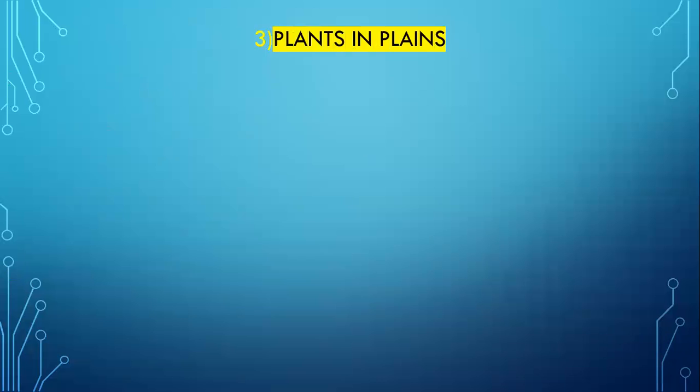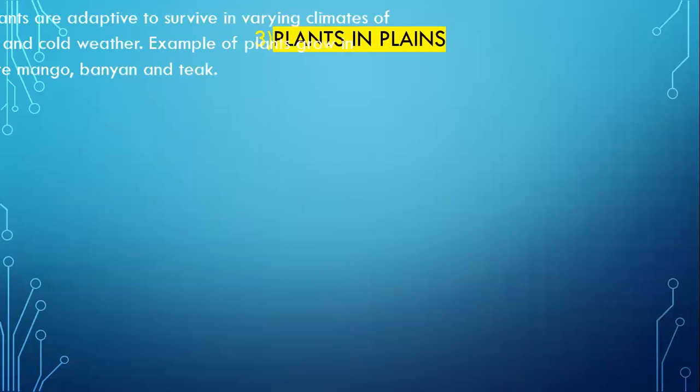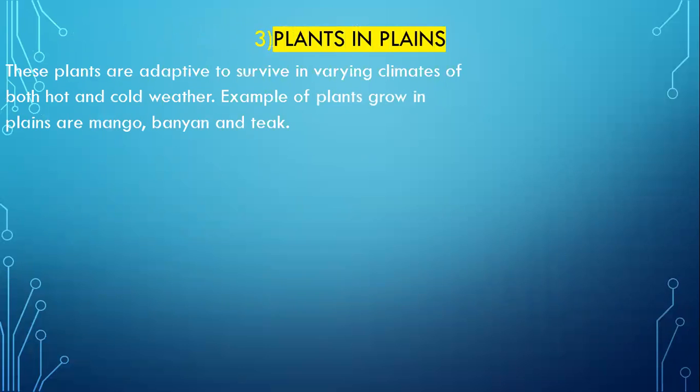So the next category is plants in plains. These plants are adapted to survive in varying climates of both hot and cold weather. As we know, on the plains we have hot weather in summer and cold weather in winter. So such plants have to adapt to survive in varying climates. The main examples are mango, banyan, and teak, which can grow in plains.